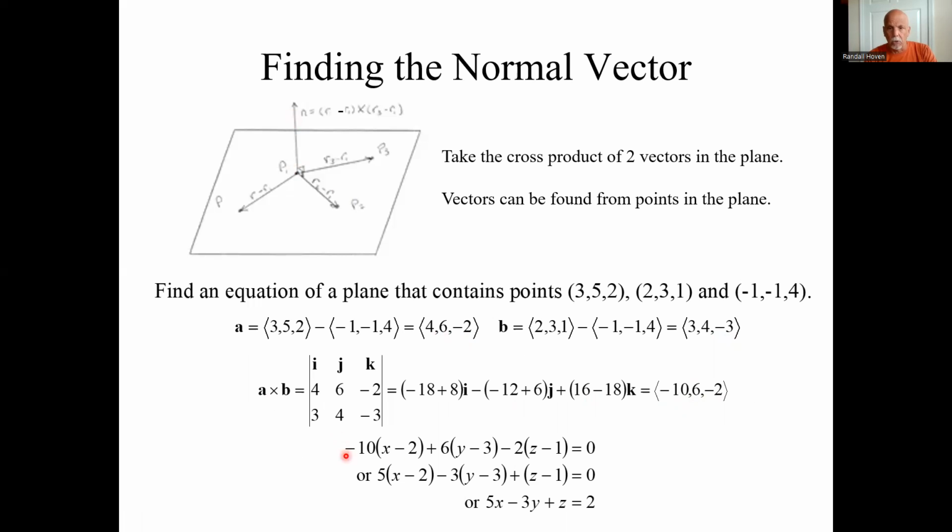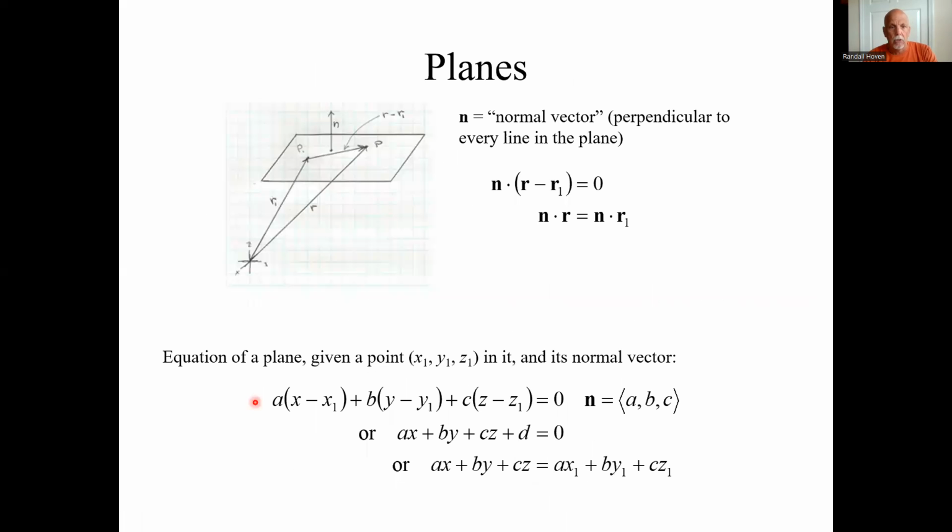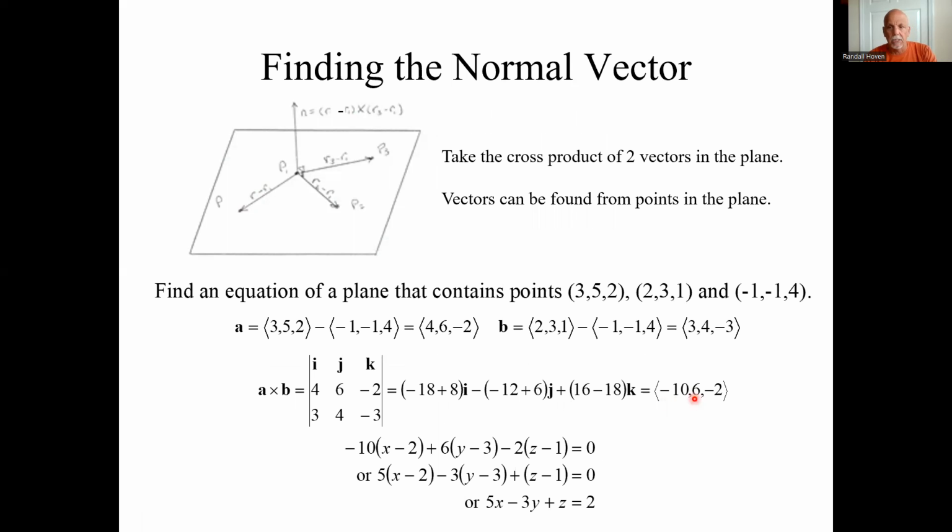So step 3 is to write the equation of the plane, and I'll use this format right here. The things outside the parentheses are the components of the normal vector: -10, 6, -2. And inside will be x minus something, y minus something, and z minus something. I need to pick one of the 3 points. I'll pick 2, 3, 1. I could have picked any of the 3. So there is the equation of the plane. You could do other arithmetic, and these are two other valid answers that don't quite look like this. This is usually the way I write it.